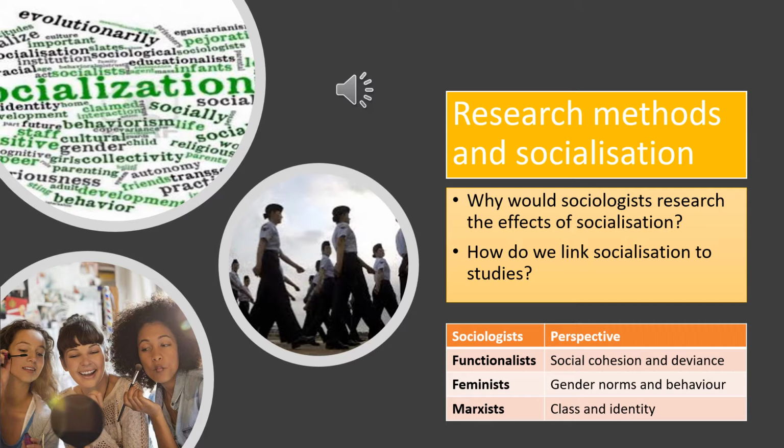But when we're looking at research methods, how do we link socialisation to studies? Well, functionalists will be looking for patterns of social cohesion or patterns of deviance and what that tells us about a society. Feminists will be looking at inequalities in gender or norms and values around gender, whereas Marxists would be looking at class and identity and those inequalities. So they may be researching using secondary data. They may be using comparisons of official statistics to look for inequalities or patterns. They may be conducting surveys to get quantitative data, or equally qualitative data, people's thoughts and opinions.